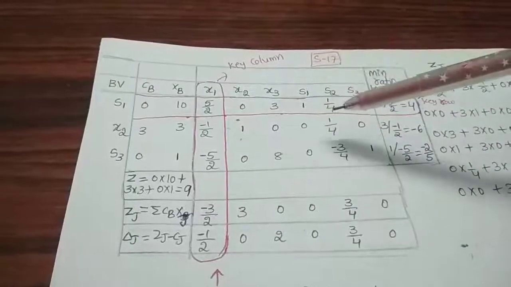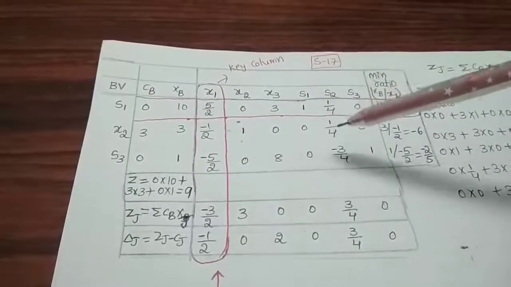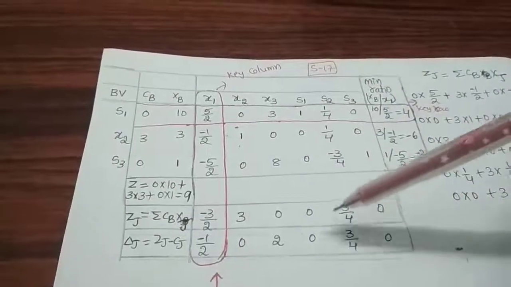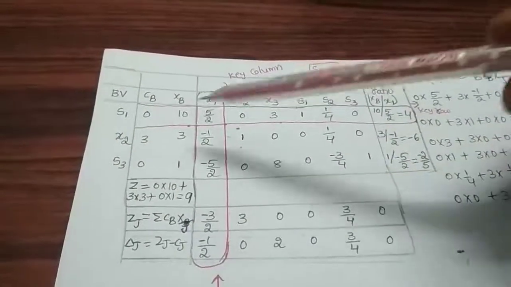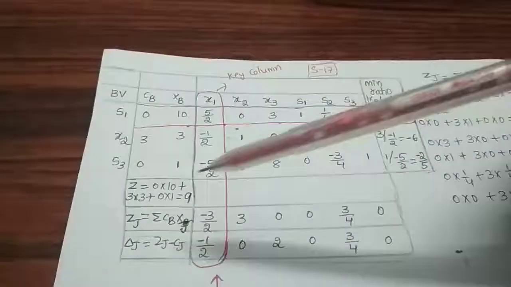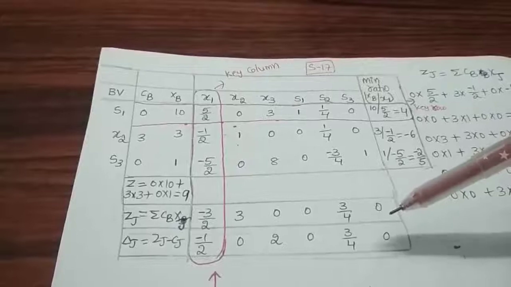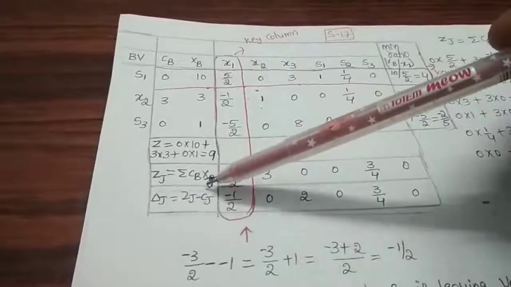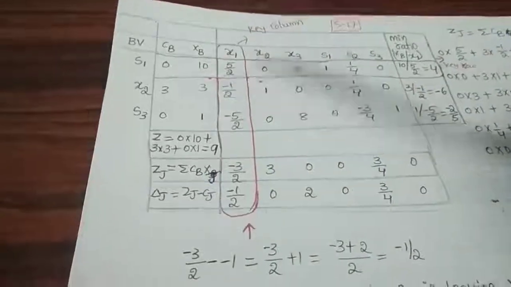0 into 1 by 4, that equal to 0. 3 into 1 by 4, 3 by 4. 0 into 0, that is 0. Therefore we got the value 3 by 4. Next, 0 into 0 plus 3 into 0 plus 0 into 1, that equal to 0. Next calculate the delta J value. The delta J value formula is ZJ minus CJ. ZJ values are here; CJ values I think I did not write, those are the CJ values.